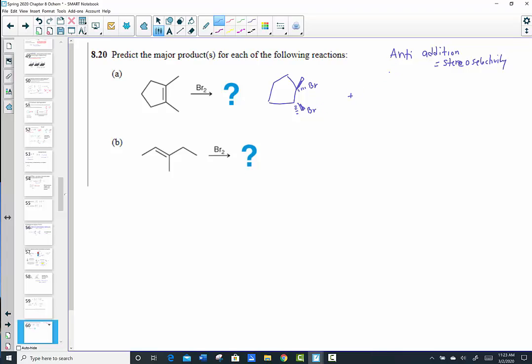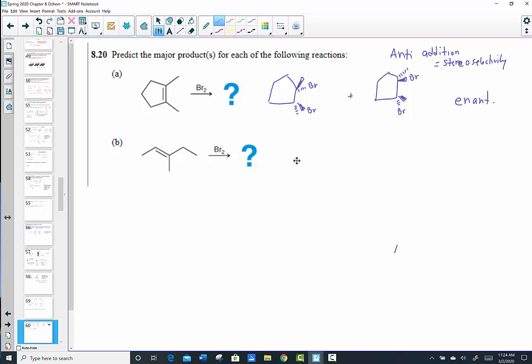Plus, it's an enantiomer. If the first methyl was the dash, the bromine here would be the wedge. And of course, down here, this bromine would be the dash and the methyl would be the wedge. Those are a pair of enantiomers. With anti-addition, one dash, one wedge at each carbon center, that's chiral. How'd you do for B?